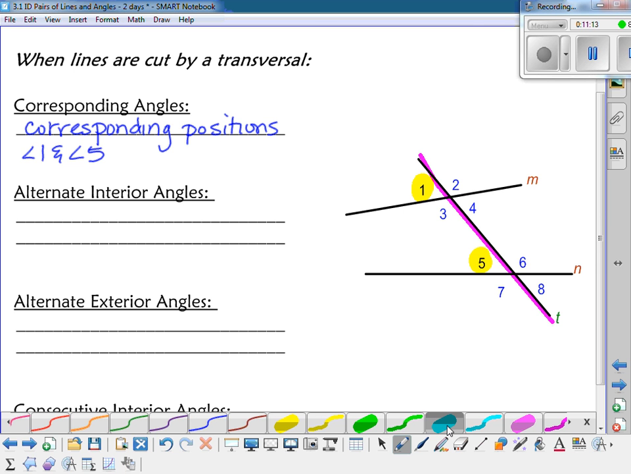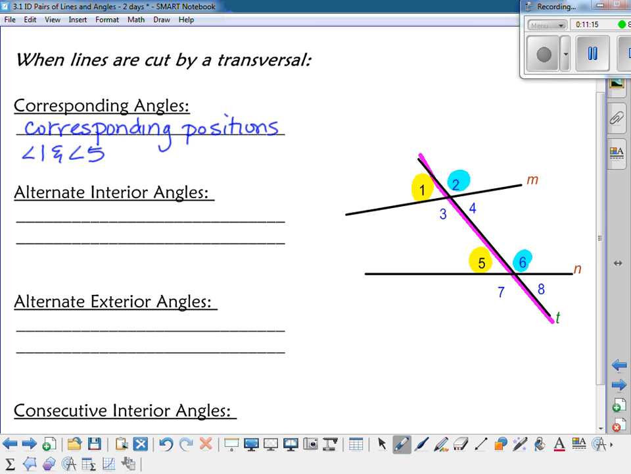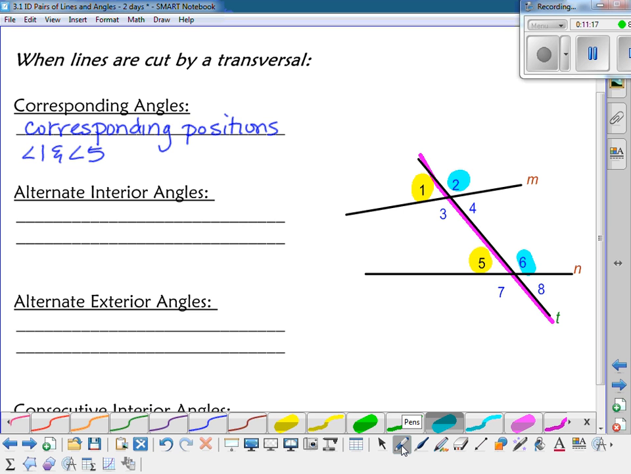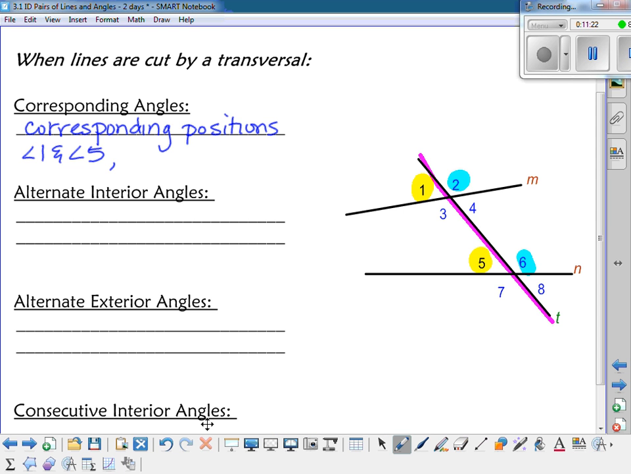And the same is true of 2 and 6. They are both to the right of the transversal and above their corresponding lines. And so angle 2 and angle 6 are also corresponding angles. And then we have angle 3 and angle 7, and angle 4 and angle 8. Those are all corresponding angles. So they have four pairs of corresponding angles.